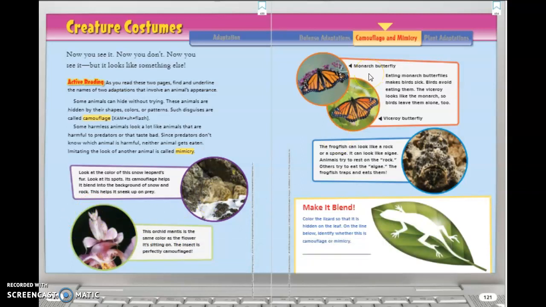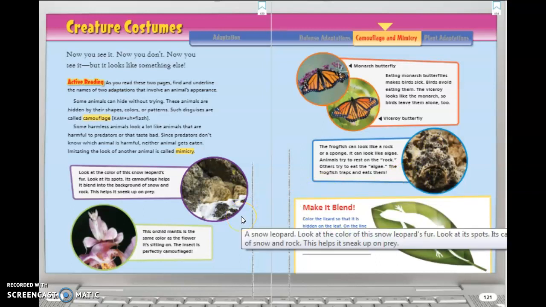Okay, monarch butterfly. Eating monarch butterflies makes birds sick. Birds avoid eating them. The viceroy looks like the monarch, so birds leave them alone too. Viceroy butterfly and monarch butterfly look very similar. The frogfish can look like a rock or a sponge. It can look like algae. Animals try to rest on the rock. Others try to eat the algae. The frogfish traps and eats them. That does look like a rock.